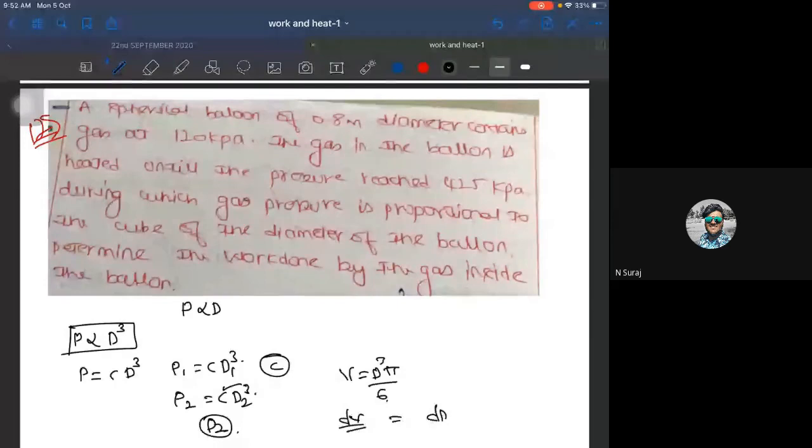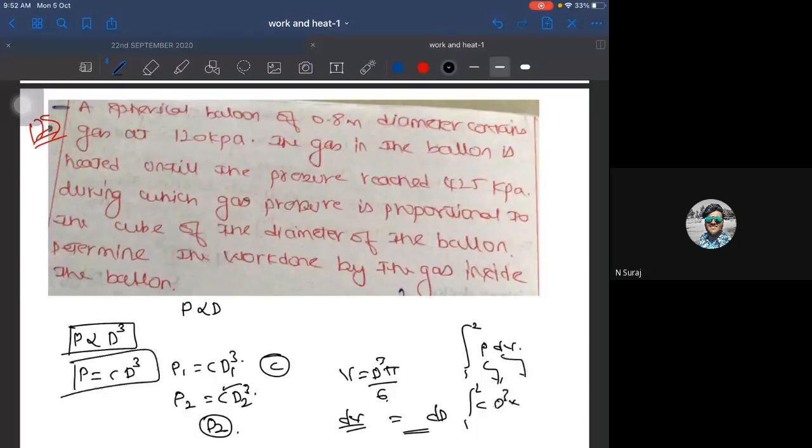So integration from 1 to 2 of P dV. Integration from 1 to 2 of P is nothing but C times D cubed, and dV is whatever differentiated thing you have got. So just substitute, integrate it, and substitute the values of D1 and D2. That's it. So what's the answer?